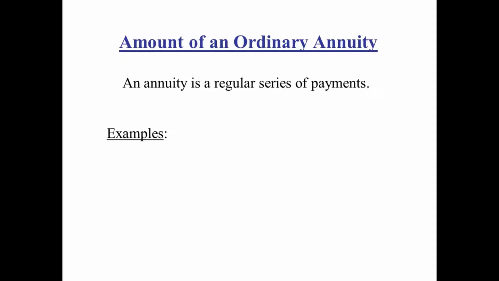What is an annuity? An annuity is a regular series of payments. Regular means it happens at a regular interval of time, like every month or every week or every year. And it's the same amount of money every time. Some examples of annuities are rental payments.